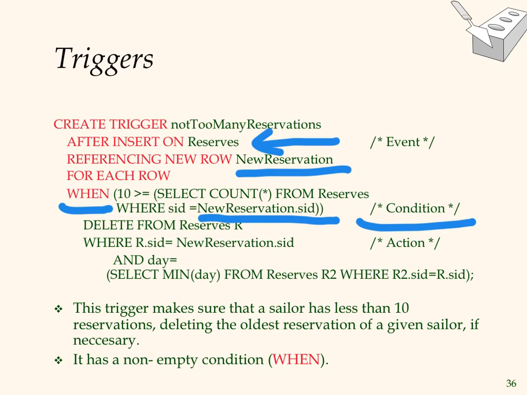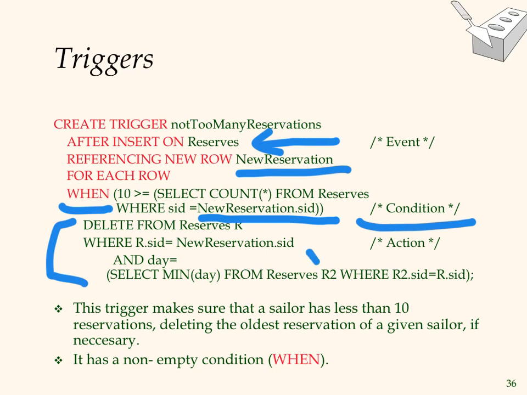Okay, so that's what this when condition does. And the when condition says, okay, when that sailor has more than 10 reservations, then do something. So this would be the situation where you want to enforce that sailor should not have more than 10 as a constraint. And then what does it do? That's in the body here. So what it does is it deletes from the reservations.